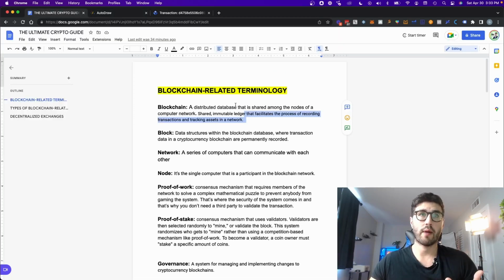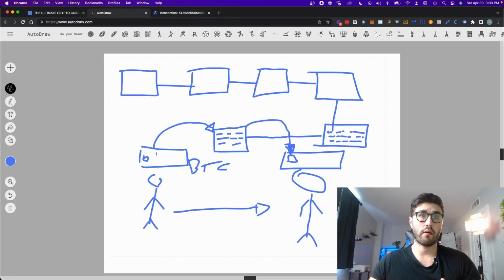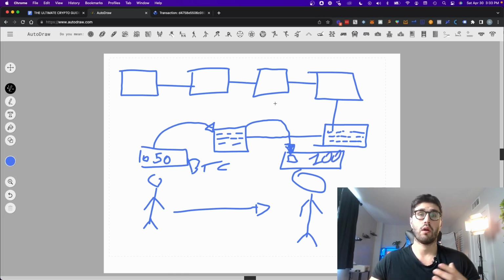So again, if we go back to terminology, it's a database that is shared among the nodes of a computer network, and it cannot be altered, right? And what it basically does is facilitate the recording of transactions and tracking of the assets in the network. Because in my wallet I can have 50 Bitcoin and it's visible. And Jack, on the other hand, might have 100 Bitcoin, right? And this is all public information, okay?